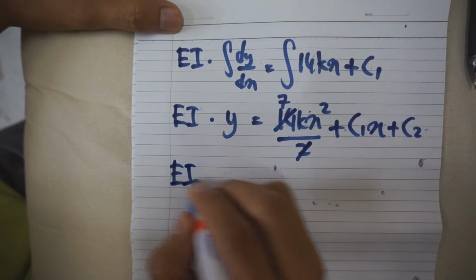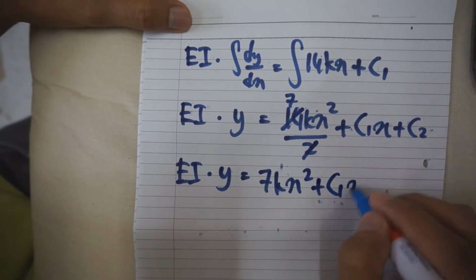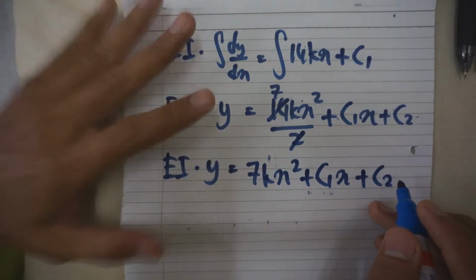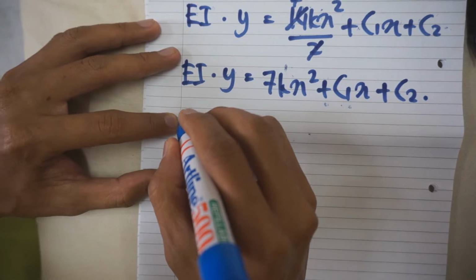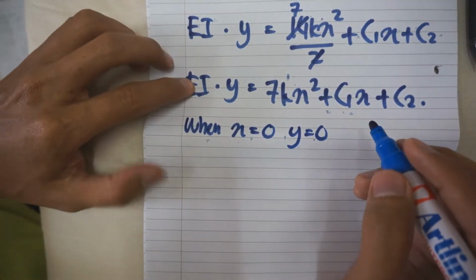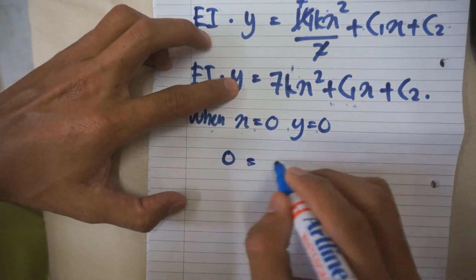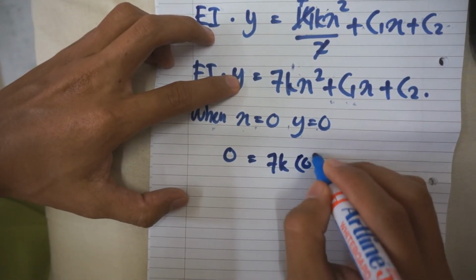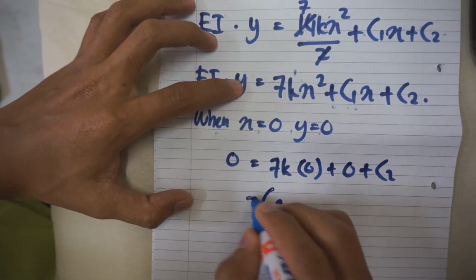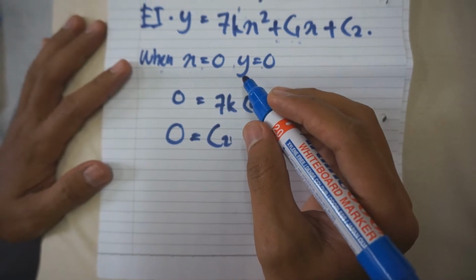That means the last equation is EI times y equals 7k x squared plus c1x plus c2. So we have to find c2 first. How to find it? We substitute the value when the position x is 0 and y is 0 into this equation. So we get 0, because EI times y is 0, equals 7k times 0, that means 0, plus c1 times x, also 0, plus c2, so that means c2 is 0. Okay, now this value actually is at support A.